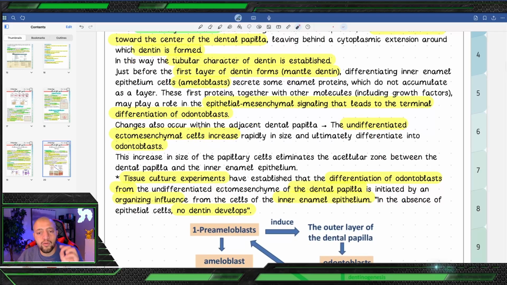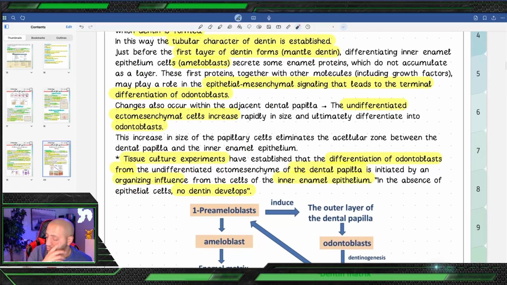Changes also occur within the adjacent dental papilla, where undifferentiated ectomesenchymal cells increase rapidly in size to give us odontoblasts. The increase in size of the papillary cells eliminates a cell-free zone between the dental papilla and the inner enamel epithelium.